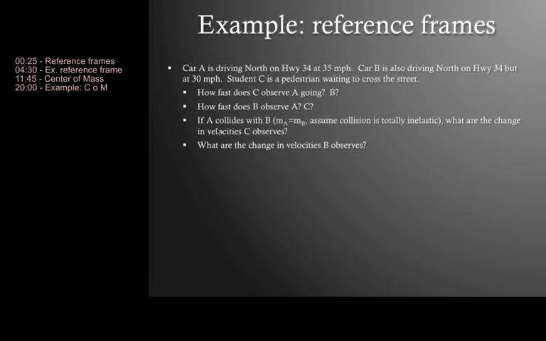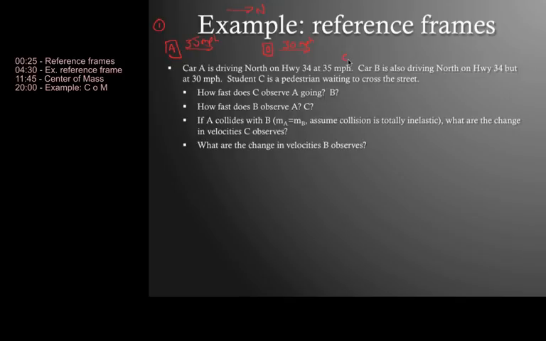Alright, so here's our more detailed example. I'm going to draw each one out. So here's example 1. Here we have car A driving north, so this is going to be our north direction, on Highway 34, heading out of town, and moving at 35 miles per hour, sorry. Car B is also driving north, but going a little slower, 30 miles per hour.